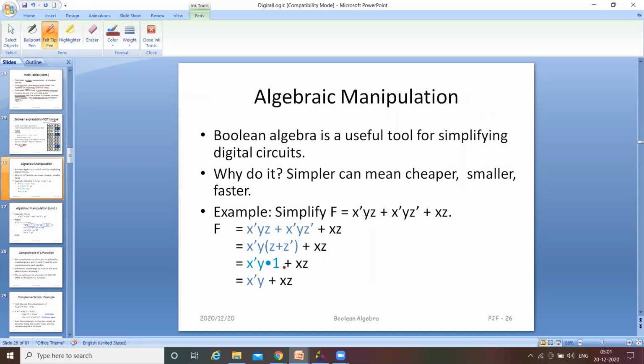Algebraic manipulations. Boolean algebra is a useful tool for simplifying digital circuits. Why do it? Simpler can mean cheaper, smaller, faster.